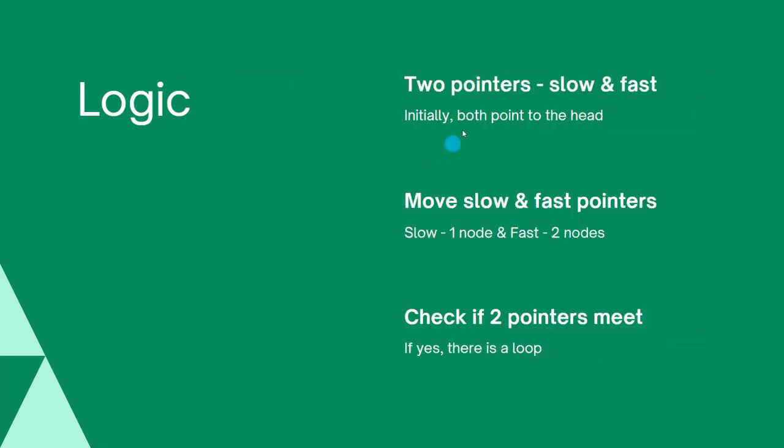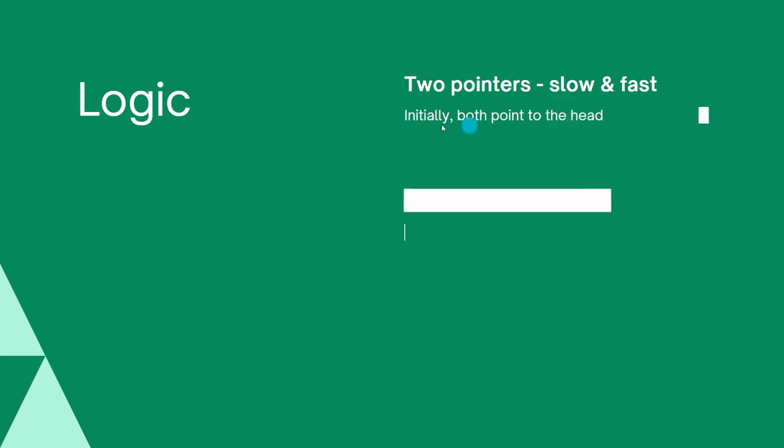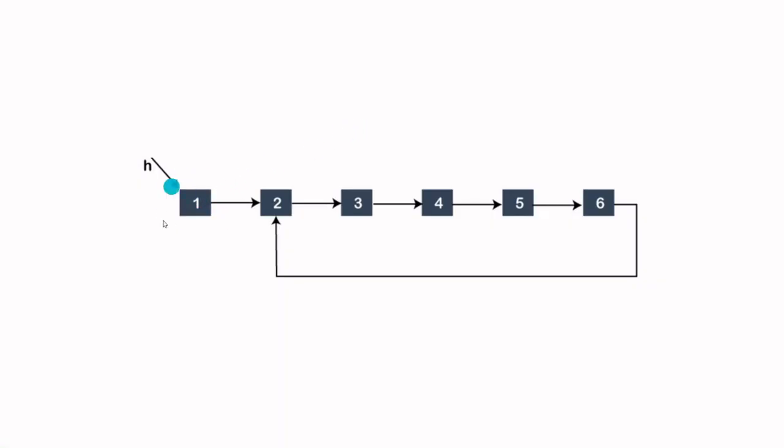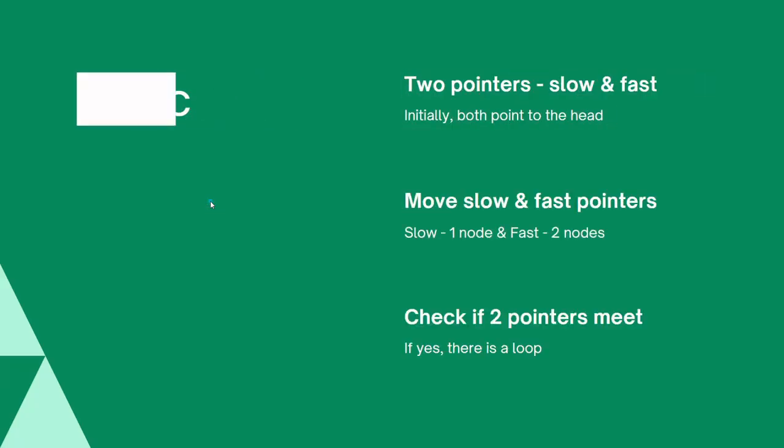So the logic is that we will use two pointers, slow and fast, and these two pointers are going to be initially pointing to the head, as in our first node. So if you see here, this is our head node, so initially they are both going to be here. After that, what we need to do is move these two pointers at their pace. So the slow pointer, as we have called it slow, is moving one node at a time. A fast pointer is moving two nodes at a time, that is why it is fast.